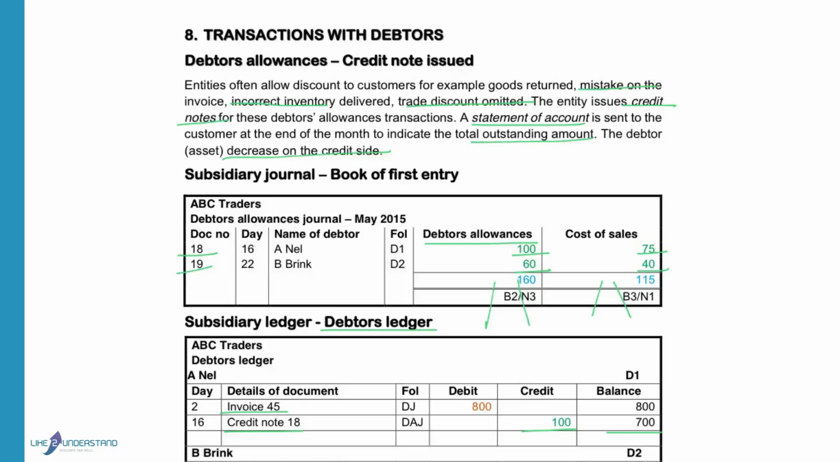The same with Brink. We did the entry in the previous lesson where we showed that we sold goods to him for 600 Rand. He returned goods, so we have to show the name of the source document and the number, and we credit his account to reduce it, and now he will owe 540 Rand.